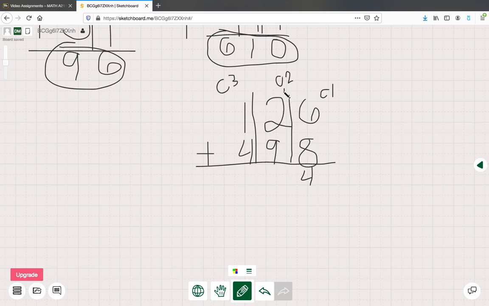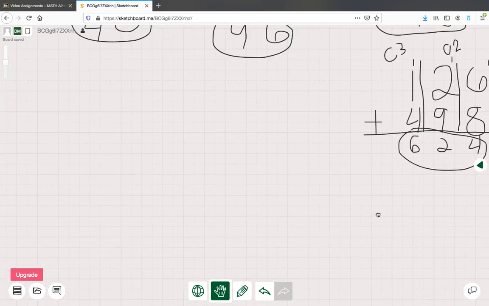I'm going to put it in column 2 and add 2 plus 9 plus 1, which is 12. And then I'm going to lend the 1 from the 12 to column 3. So instead of 1 plus 4, it's 2 plus 4, which is 6. And our answer is 624.